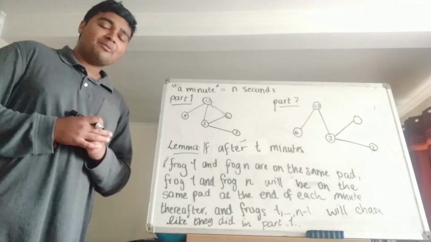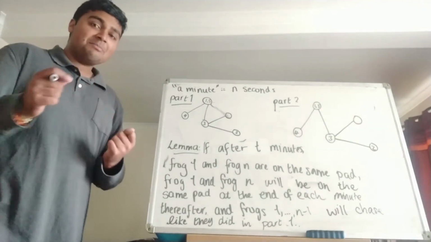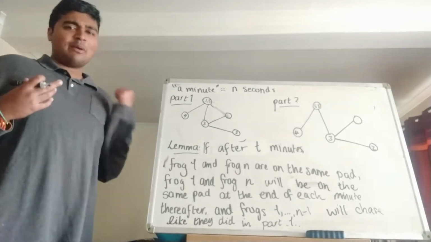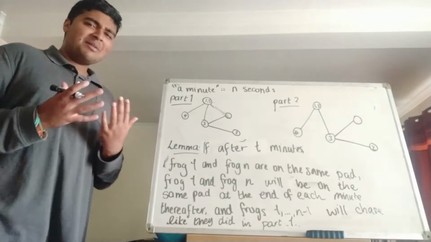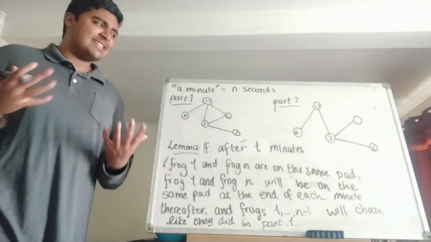Okay, so what we want to do for part 2 is essentially prove that if we have frogs 1 through n-1 jumping, it's the same as if we had them all jumping at the same time, as we would have done in part 1. And how I'm going to prove this is to illustrate it with an example, but hopefully you'll understand essentially why it holds.